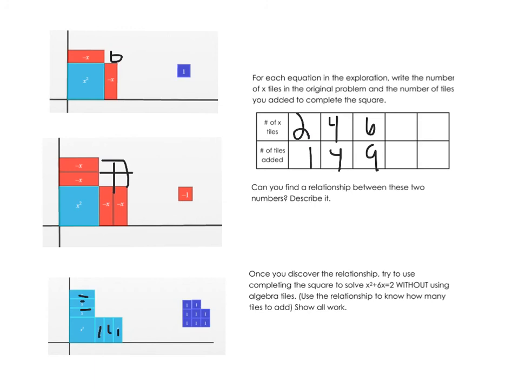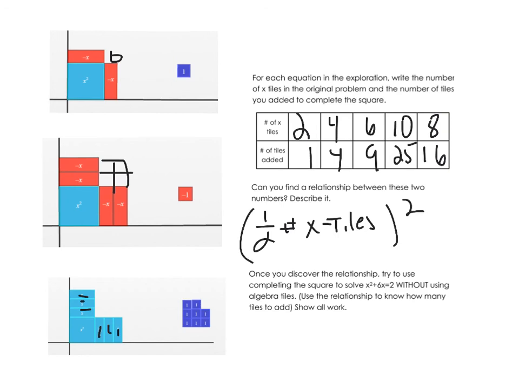So what's the relationship? I'll give you a hint. If there were 10 x tiles, I would have to add 25. If there were 8 x tiles, I'd have to add 16. I'm hoping you're seeing that I'm going to take 1/2 of the number of x tiles squared. See, half of 1 is 1, square it, we get 1.